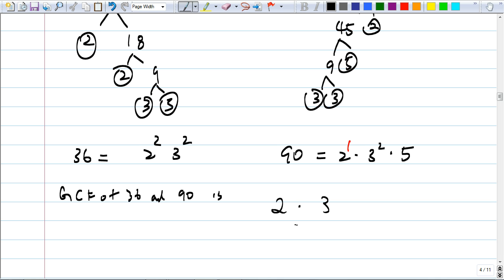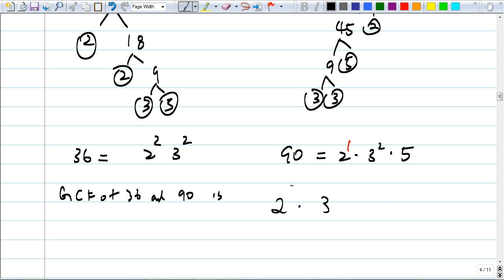Now the trick is, look at it. We have to choose the exponents. So I could either choose 2 to the second or 2 to the first as my GCF. What do you think I should choose? Now remember, we're looking for the greatest common factor. We're looking for the biggest number that goes into both, right? Would it be 2 to the first or 2 to the second? I'm only talking about 2 only. Don't worry about the 3 right now.